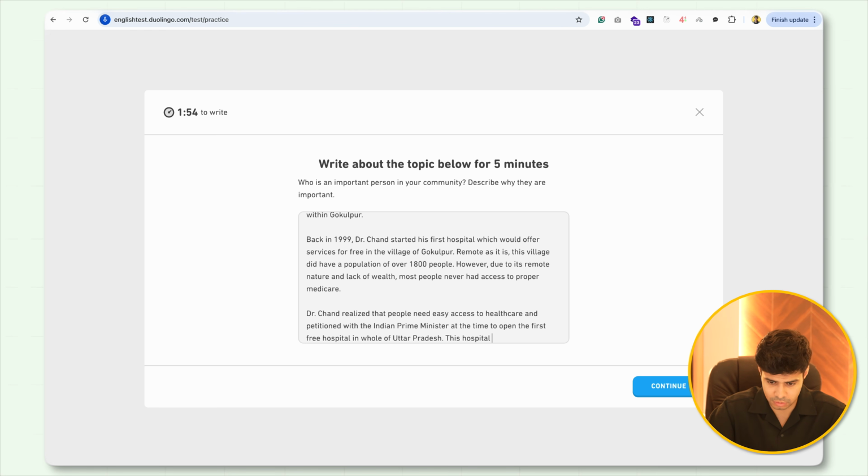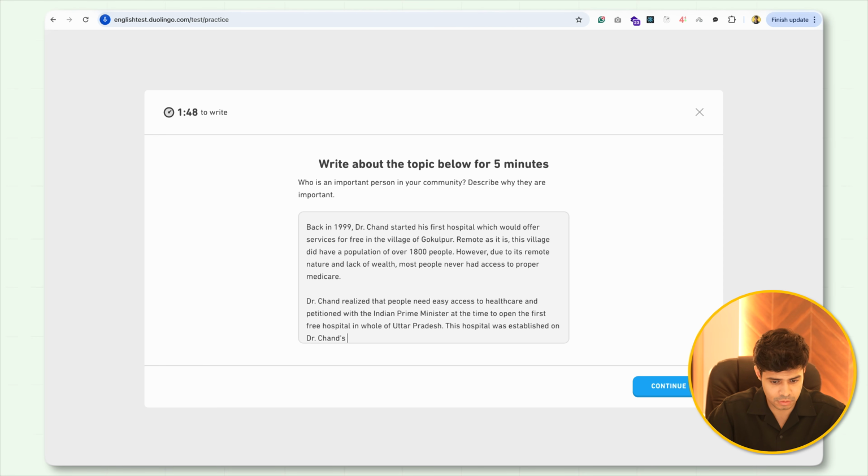This hospital was established on Dr. Chand's ancestral land, and the government offered funding. With government offered funding. I think that's better. Yeah, okay.